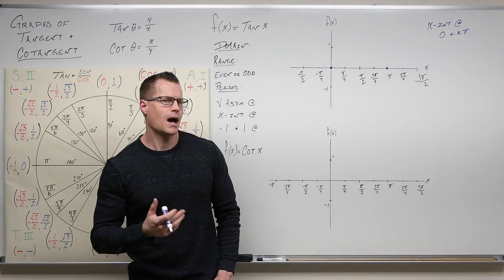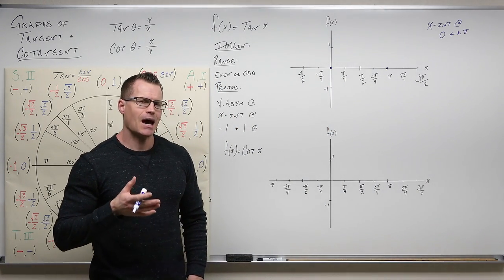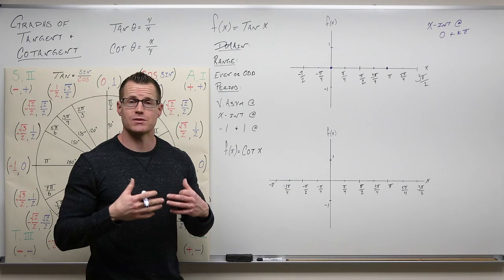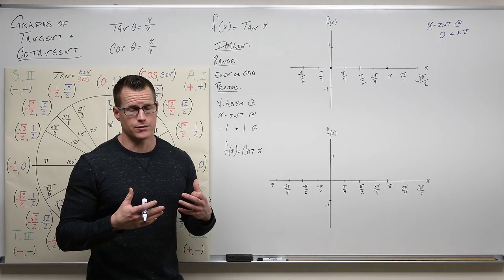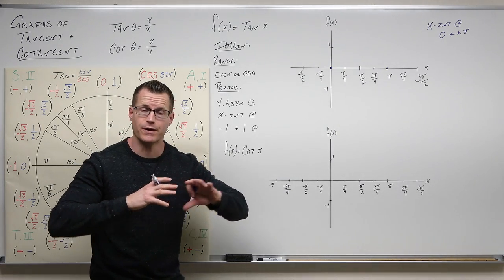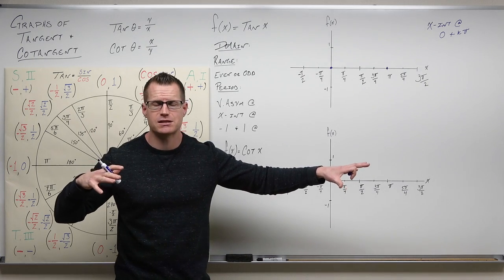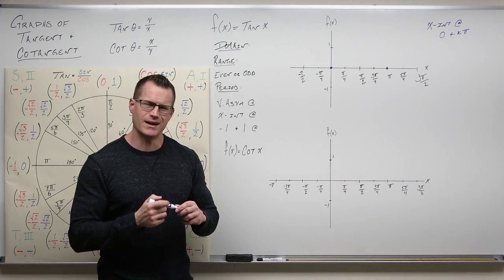Now, something unique happens with tangent that didn't happen with sine and cosine. We're going to come up with some values that are undefined. Sine and cosine were defined everywhere. Our domain was all real numbers. That was fantastic, but tangent doesn't act like that. Why not?